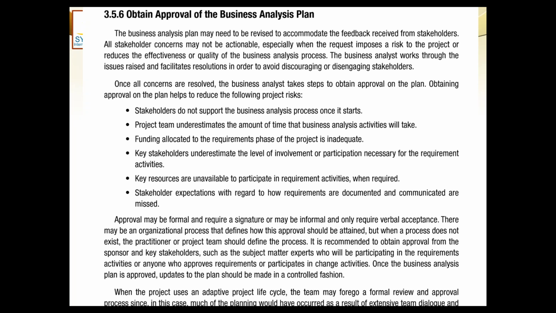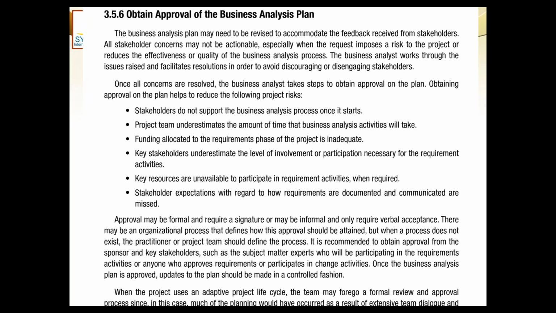Funding allocated to the requirement phase of the project is inadequate. That will be addressed. Key stakeholder underestimates the level of involvement or participation necessary for the requirements activities. They must be clarified here. Key resources are unavailable to participate in requirements activities when required. Stakeholder expectations with regard to how requirements are documented and communicated are missed.